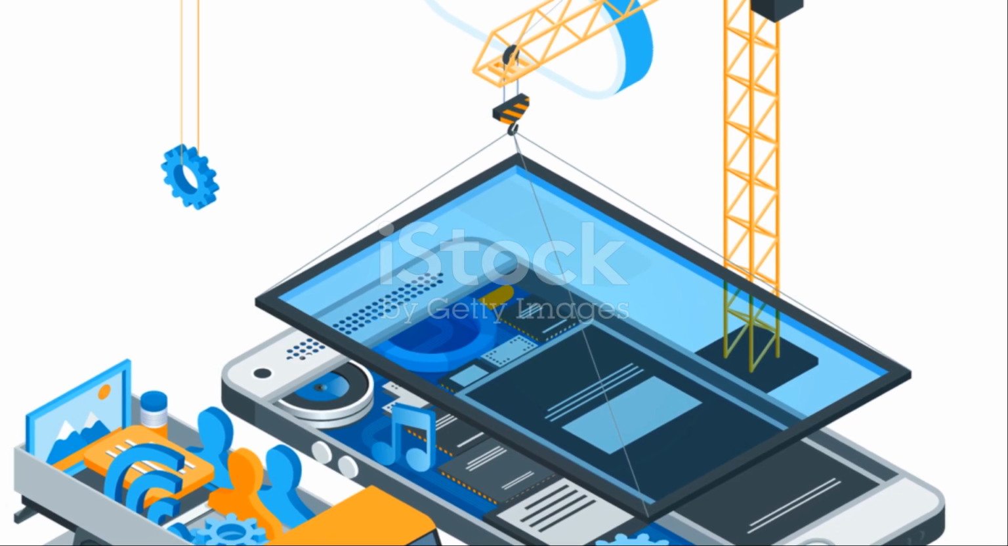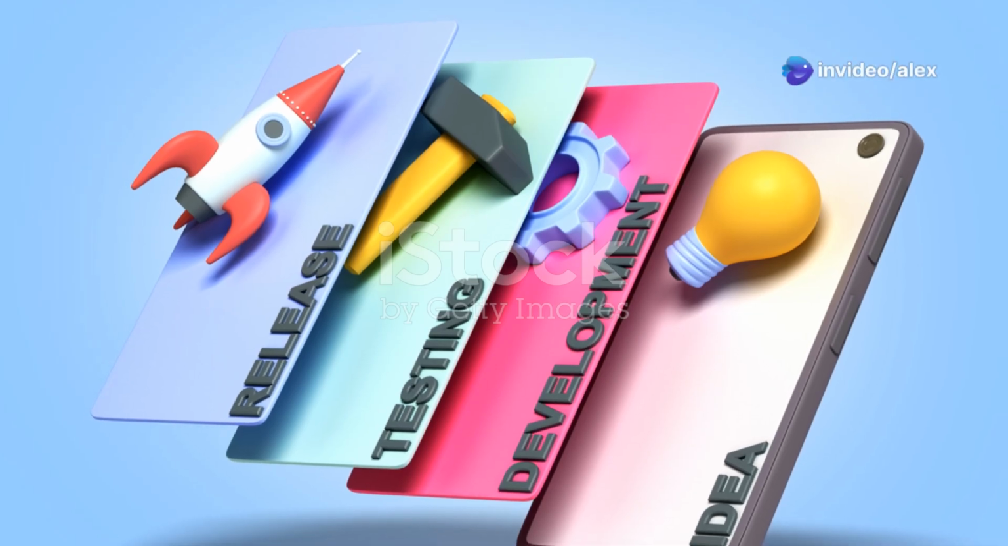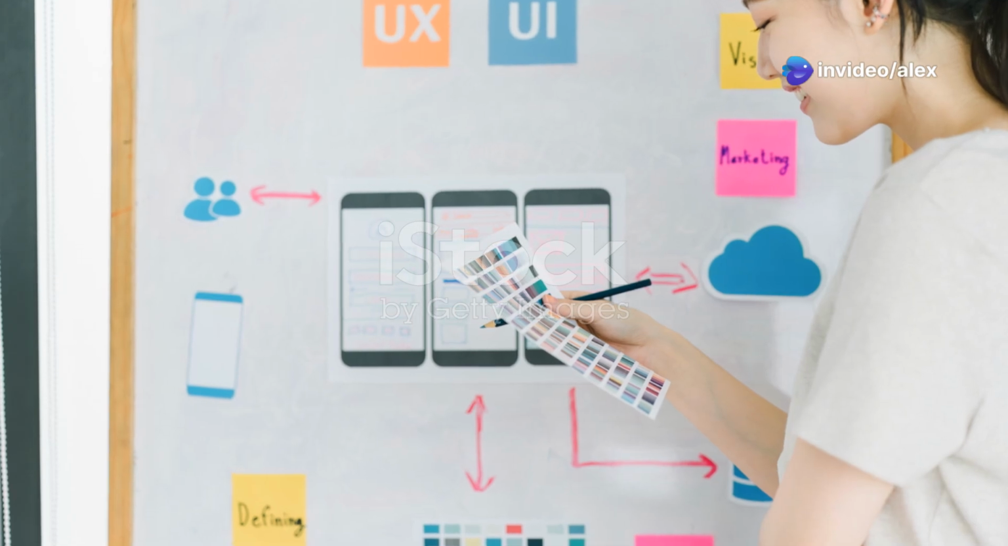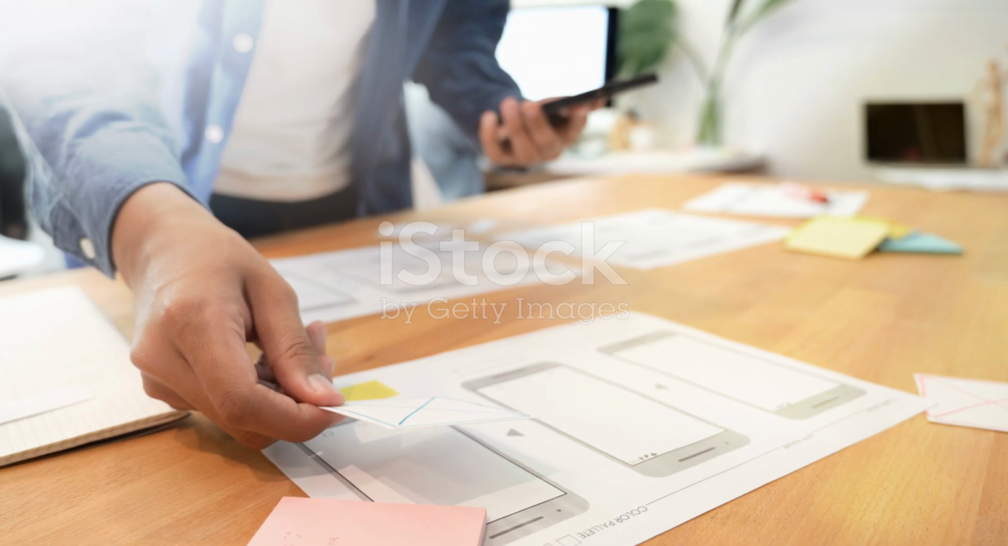Now let's break down the process into bite-sized steps. First things first, you'll need to design the layout of your app. Think about how you want it to look, how many screens you'll need, and what elements you'll include. This is where your creativity comes in.